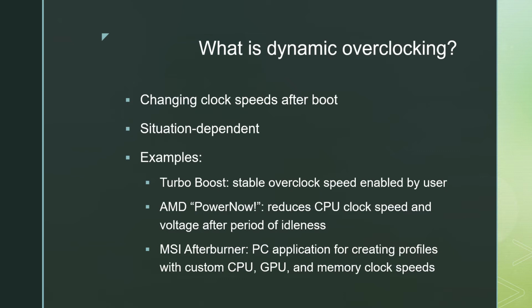And one more example, which is the closest to what I'll be presenting today, is MSI Afterburner, which is a PC application that allows you to create different profiles, and depending on your situation, you can turn on a profile to give you custom CPU, GPU, and memory clock speeds. If you want to move into high-speed gaming, you can choose the overclocking profile, and if you go back to normal PC work, document work, you can choose a lower profile.